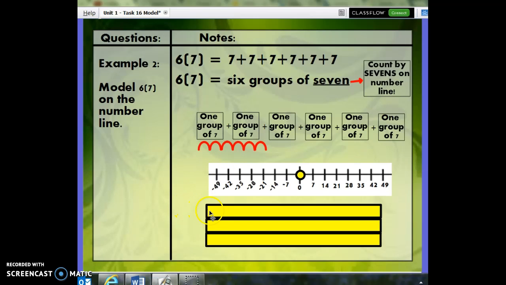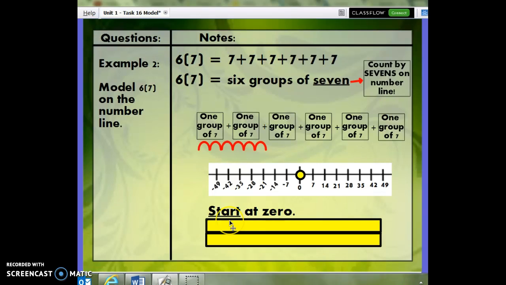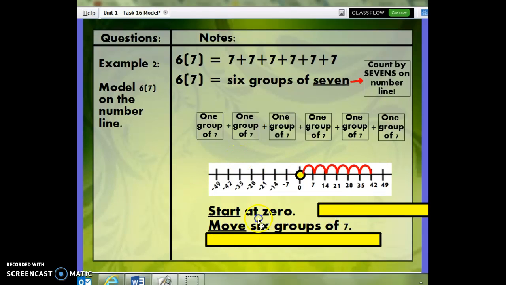Remember, for multiplication, we always start at 0. And then in this case, still, both numbers are positive. So we are going to start here at 0 and count 6 groups of 7. And it'll look like this. All right, if I move 6 groups of 7 to the right, we go 7, 14, 21, 28, 35, 42, and we end up where we knew we would at 42.